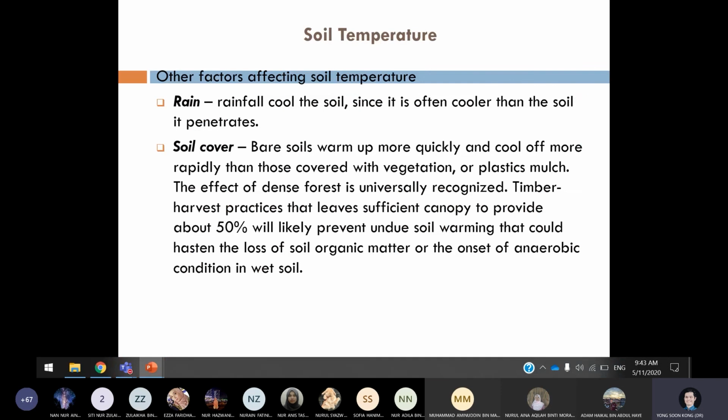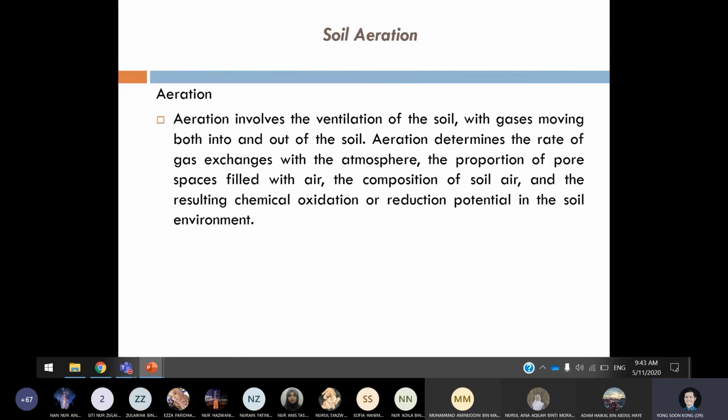Okay, apart from that, if you have high rainfall, high moisture, soil temperature is usually low. If you have soil cover, that means the radiation or the sunlight will not reach the soil, so they might get cooler.